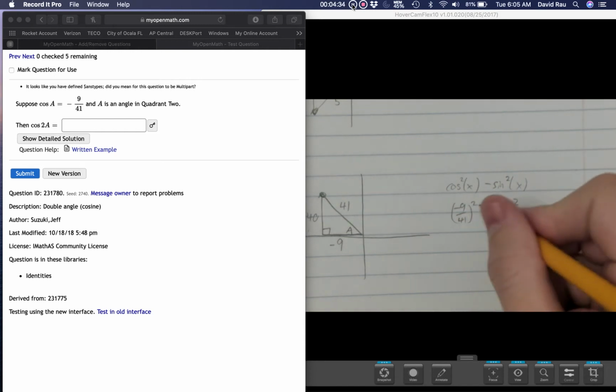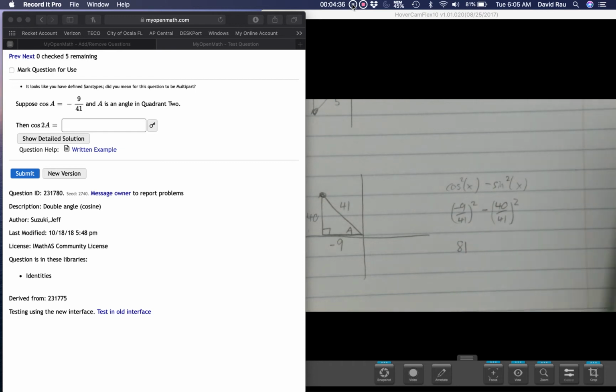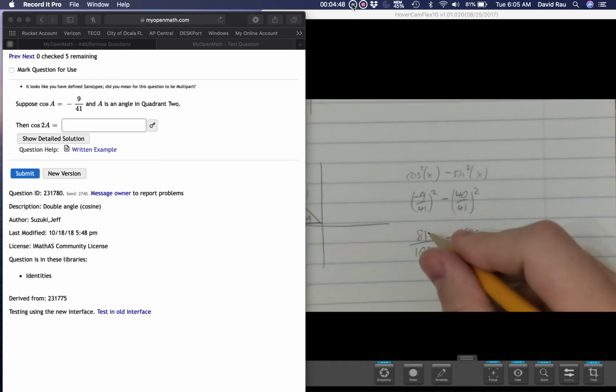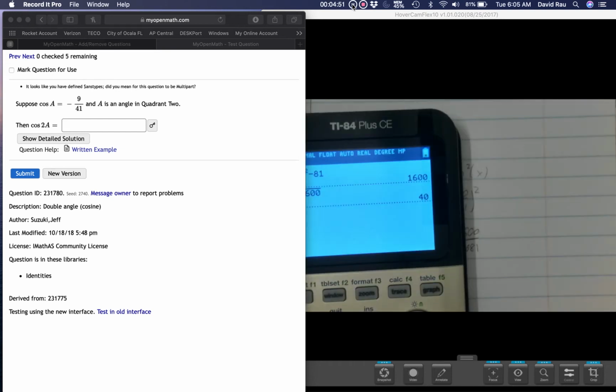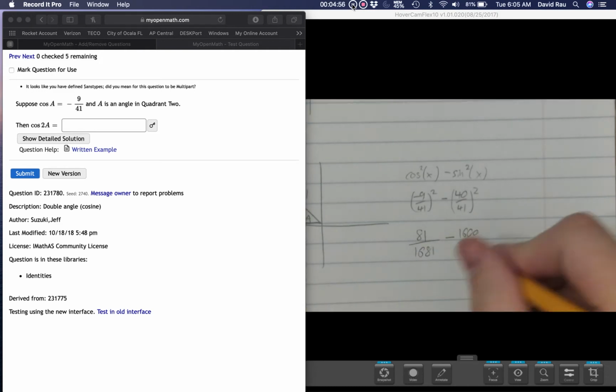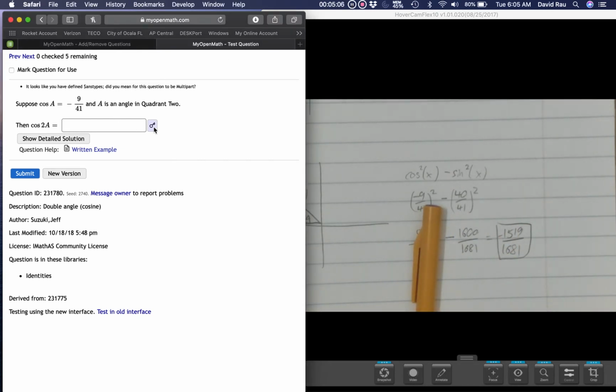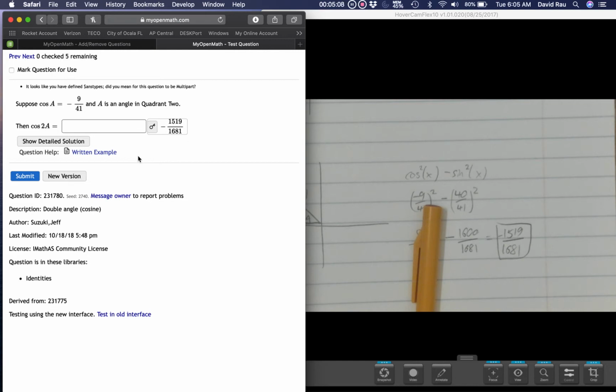Square that. So when we square negative 9, we do get 81. When we square 41, it looks like we get 1681. When we subtract that from 40 squared, that's going to be 1600 over 1681. So 81 minus 1600, let's find out what that is. So it looks like we get negative 1519 over 1681. And I'll just click this answer button. There we go. That's our correct answer.